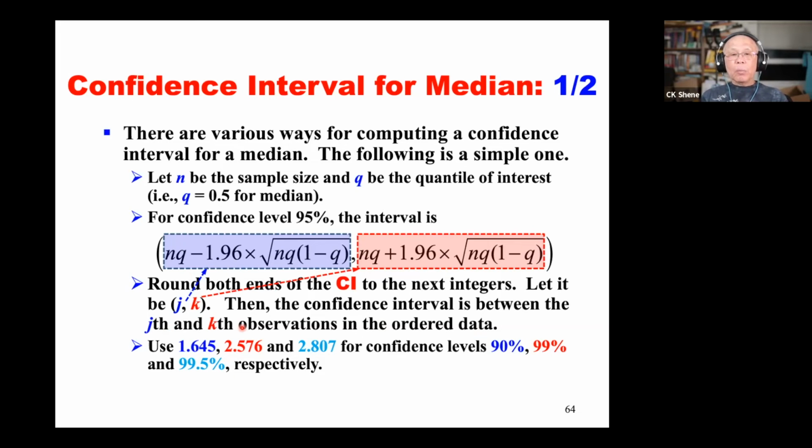So use 1.645, 2.576, and 2.807 for 90%, 99%, and 99.5% respectively.